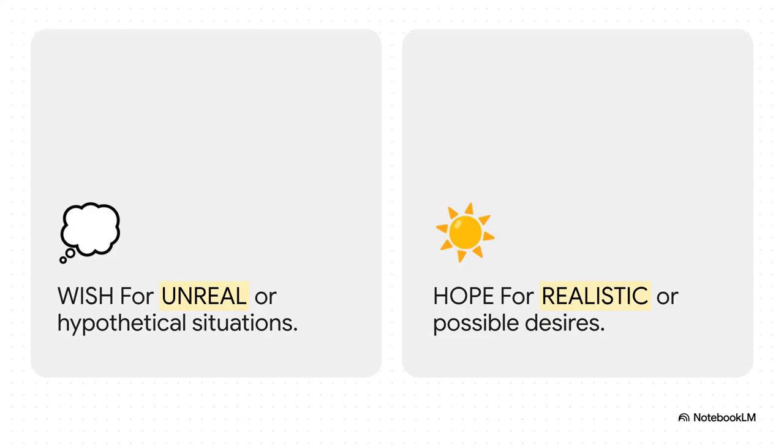Okay, this is a classic mix-up, wish versus hope. But the difference is actually super clear, and it all boils down to one word, possibility. Wish is for things that are unreal or just feel impossible. Hope, on the other hand, is for things that are possible, things that could actually happen. So, "I wish it wouldn't rain tomorrow" kind of implies you've checked the forecast and it's looking bad. But "I hope it doesn't rain tomorrow" means, hey, there's still a chance for sun.